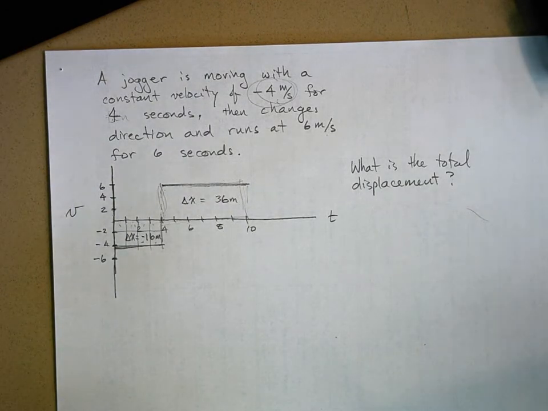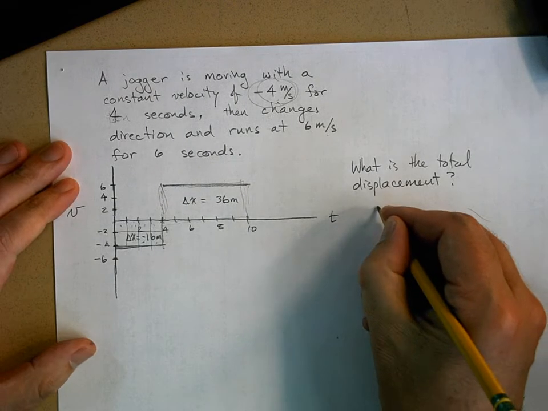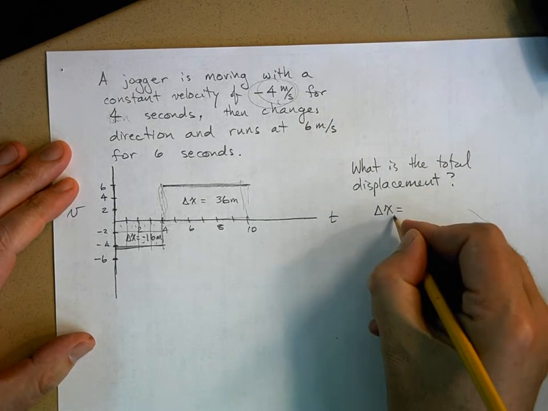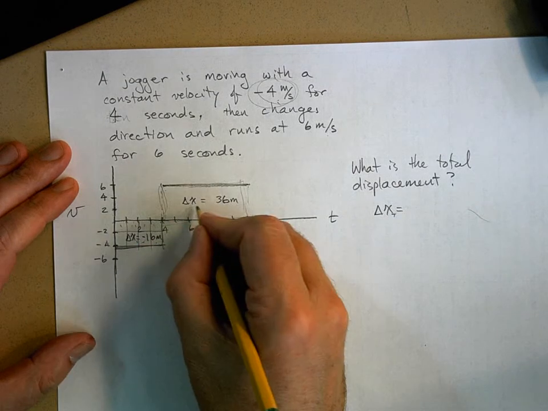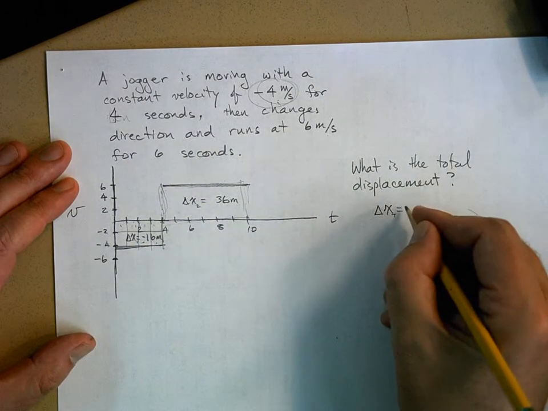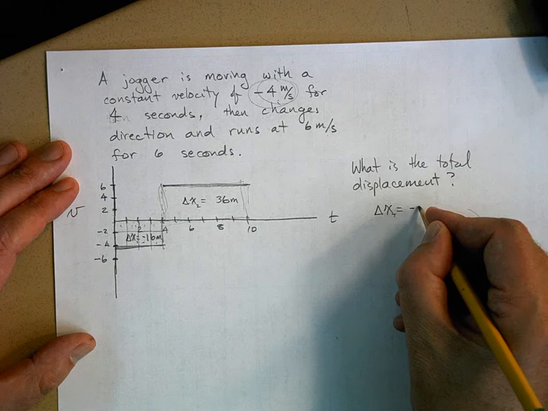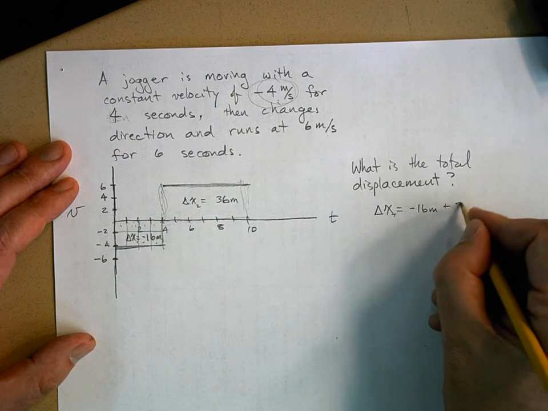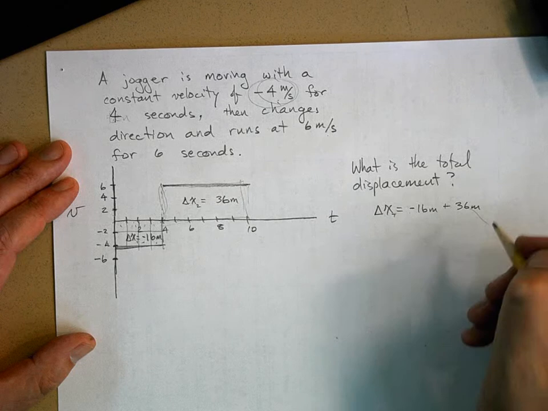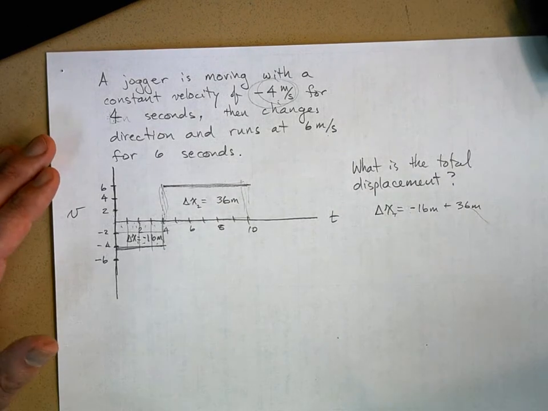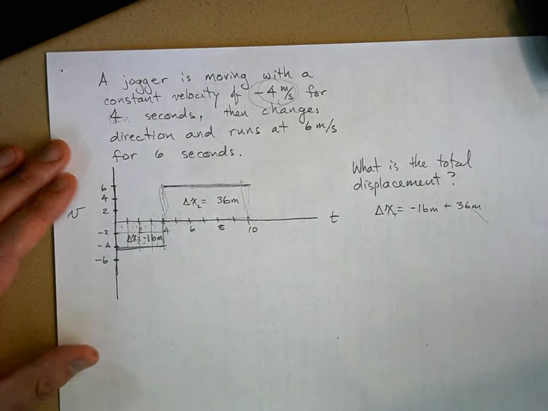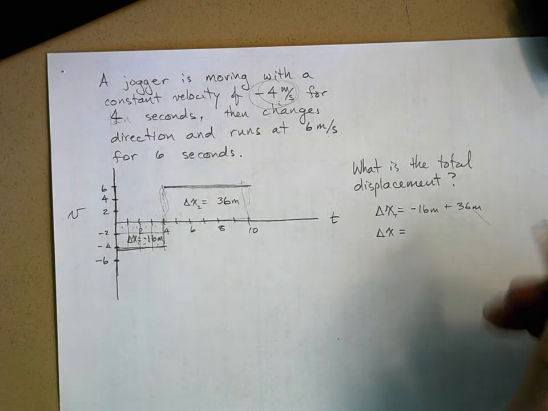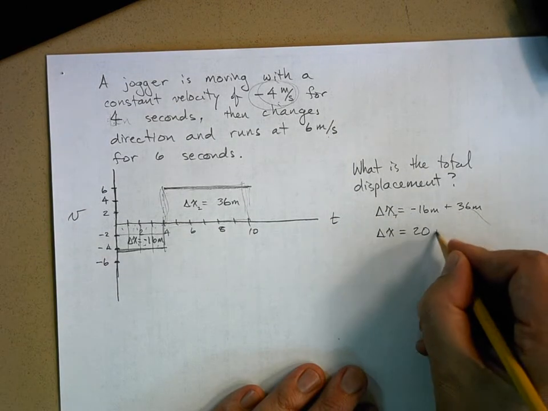Yeah, so we're going to say delta x should be equal, the total, we'll call this delta x1 and this delta x2. So we went 16 meters in the negative direction, and then we went 36 meters in the positive direction, and so -16 plus 36 is 20 meters of displacement.